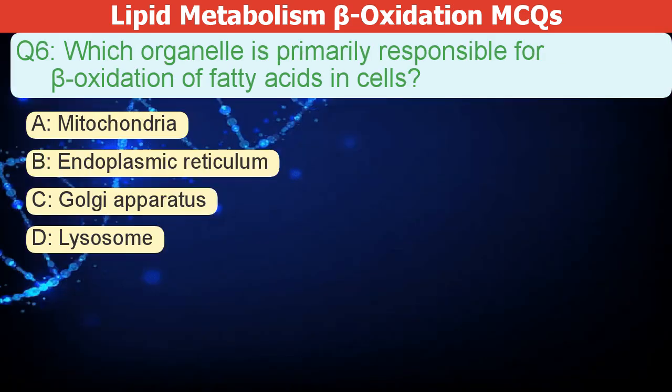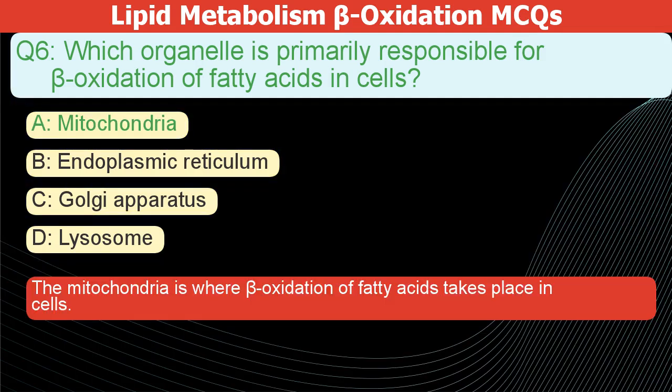Which organelle is primarily responsible for beta-oxidation of fatty acids in cells? A. Mitochondria. B. Endoplasmic reticulum. C. Golgi apparatus. D. Lysosome. The correct answer is A. The mitochondria is where beta-oxidation of fatty acids takes place in cells.